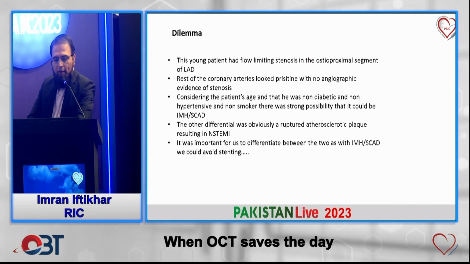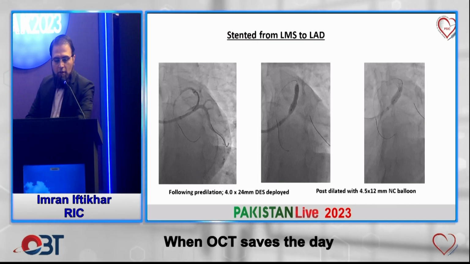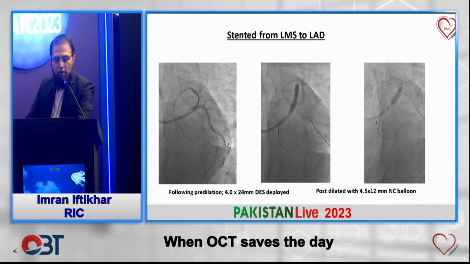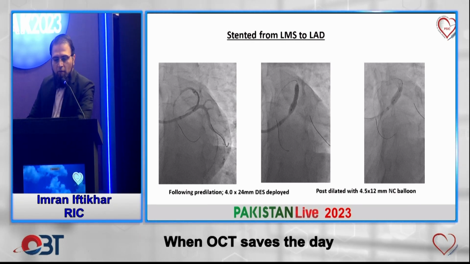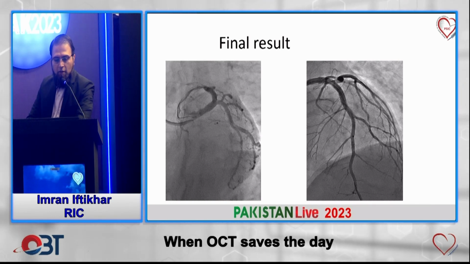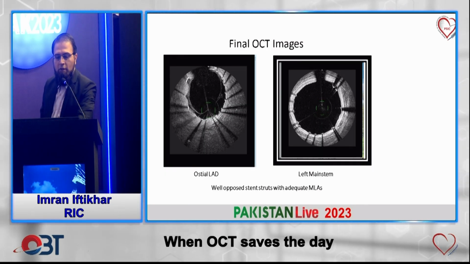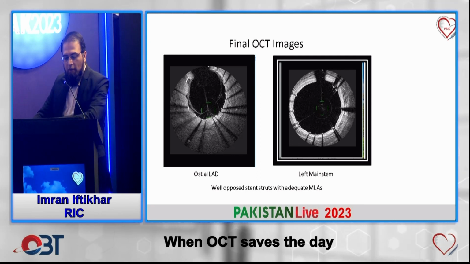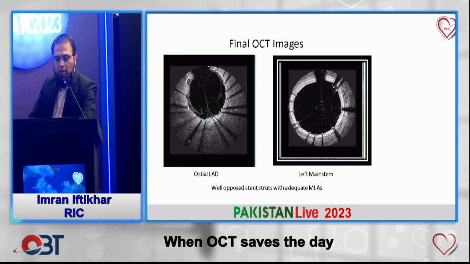So based on the OCT findings, we went for stenting. We took a 4.0 by 24 stent deployed from LMS to LAD, and then did post dilatation with a 4.5 by 12 NC balloon. After stenting, this was the final result. You can see a well deployed stent, and then we did the OCT run. These were the final OCT images, and you can see well apposed stent struts with adequate MSA in both LAD and LMS.